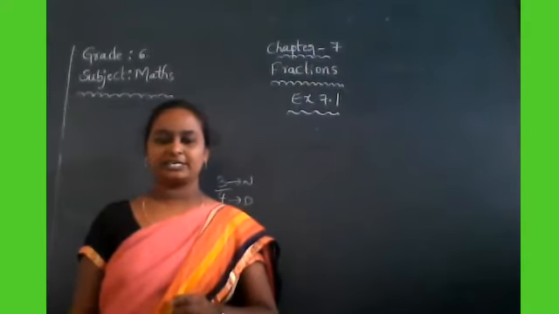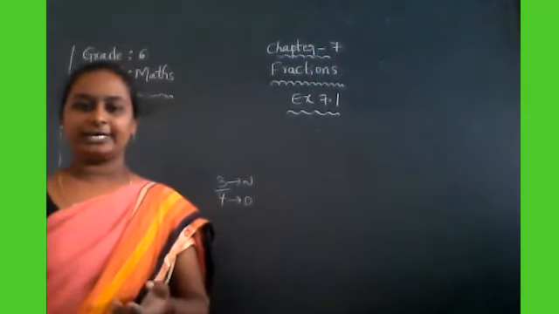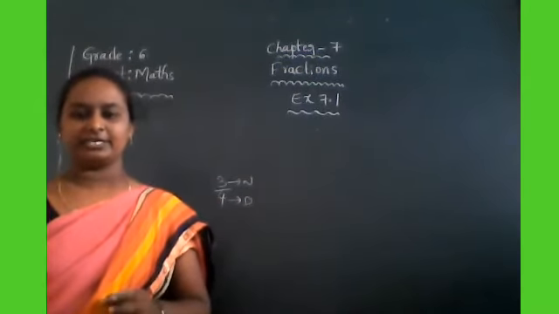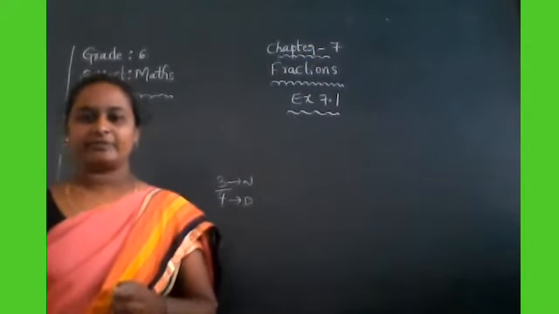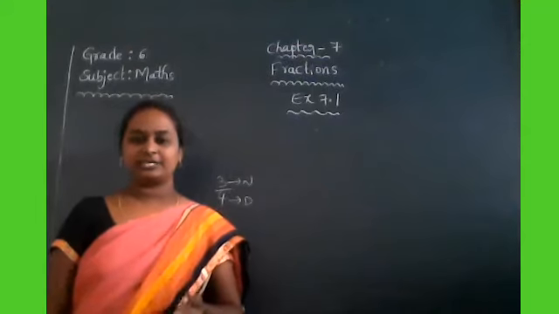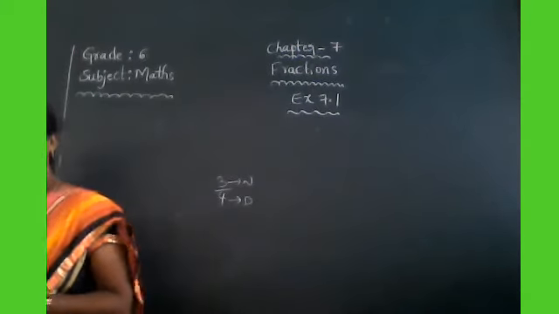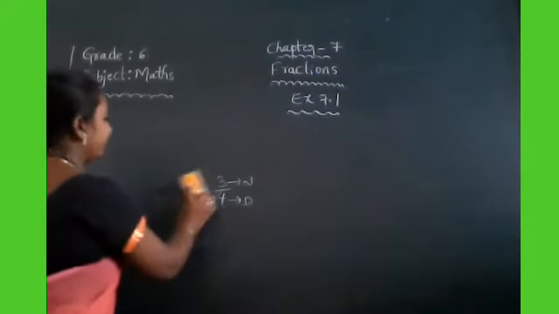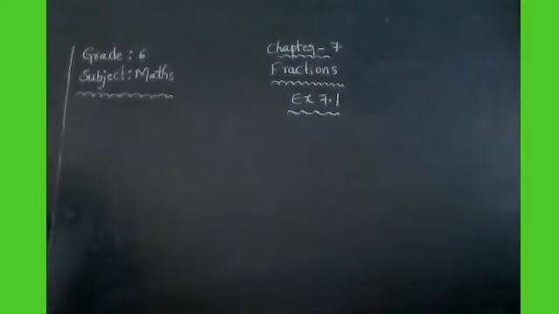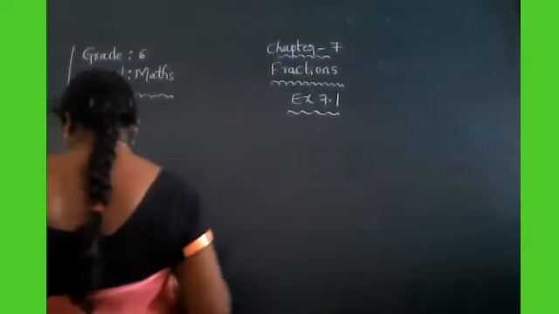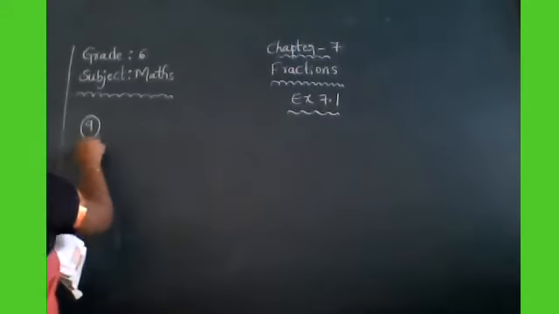Okay children, you have already completed how to write a fraction using a figure and how to shade the part of a given fraction. After that, you have completed some of the exercise problems. Next is our continuation problem. What is the next problem? Ninth one. Right, the ninth question.